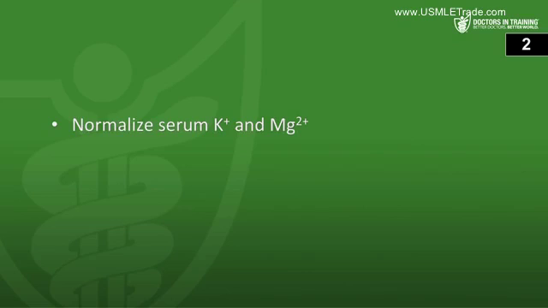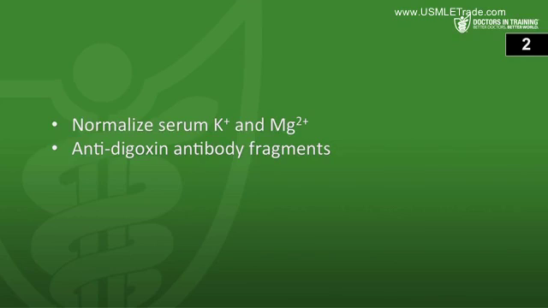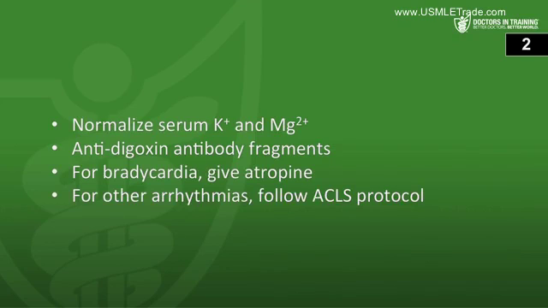Next question. What's the treatment for digoxin toxicity? So first of all, you're going to normalize serum potassium and magnesium levels, which is fairly standard treatment for all types of arrhythmias. You can give anti-digoxin antibody fragments if the toxicity is severe and if it meets specific criteria, which fortunately you don't need to know for step 1. But these antibody fragments are very rarely given because they're extremely expensive. And if the patient's bradycardic, you can give atropine. And if there's some other type of arrhythmia, such as ventricular tachycardia, then you're going to follow the ACLS protocol for that specific arrhythmia.